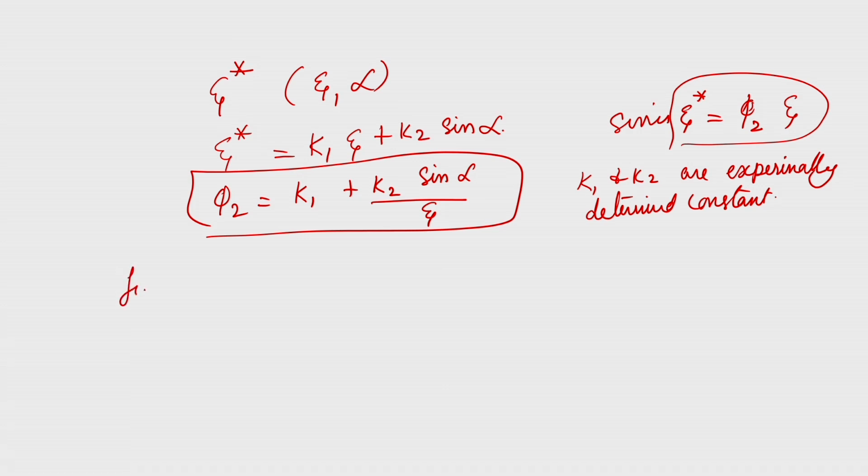So, for determination of K 1 and K 2, only 2 data points are required.